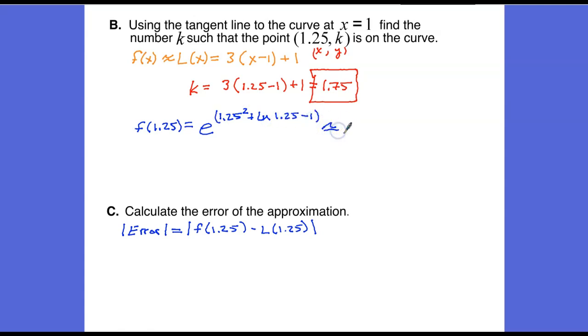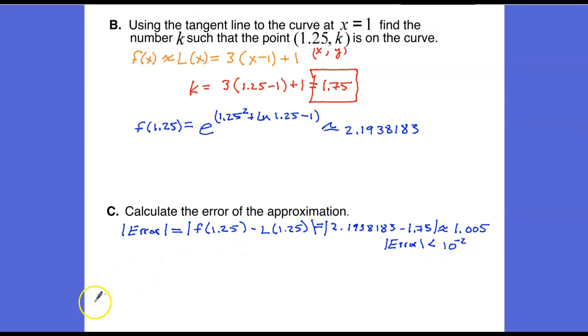And from our calculator we get 2.1938183. So 2.1938183 minus, and L of 1.25 is 1.75, gives us approximately 1.005 to 3 decimal places, which means that the error is less than 10 to the, so -2.